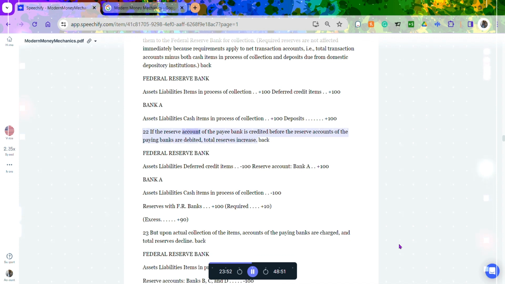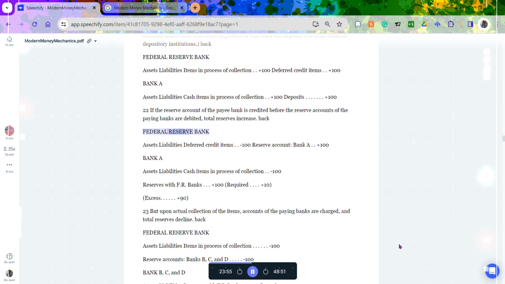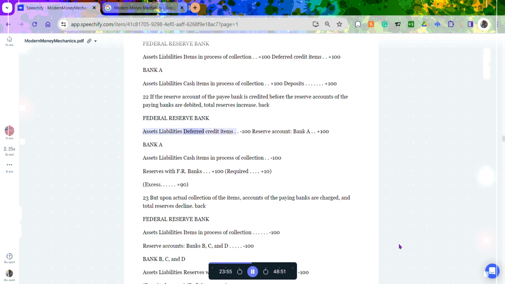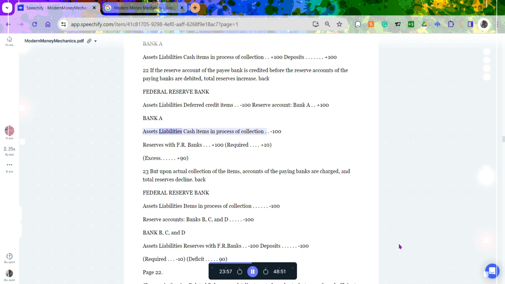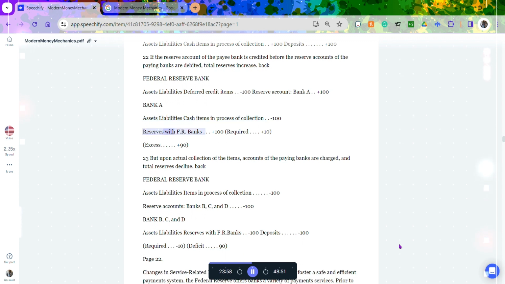Note 22: If the reserve account of the payee bank is credited before the reserve accounts of the paying banks are debited, total reserves increase. Federal Reserve Bank. Assets, liabilities: deferred credit items minus 100, reserve account, Bank A plus 100. Bank A. Assets, liabilities: cash items in process of collection minus 100, reserves with FR banks plus 100. Required plus 10.